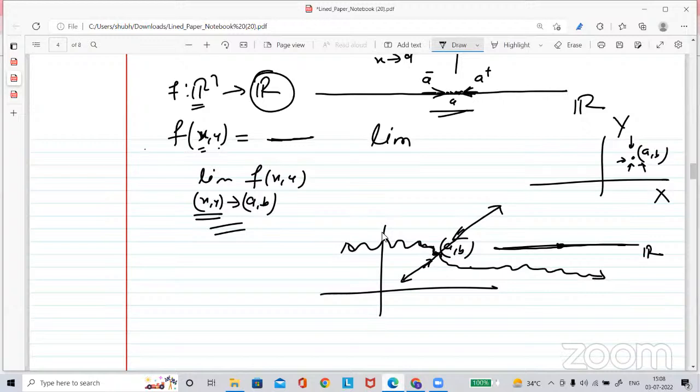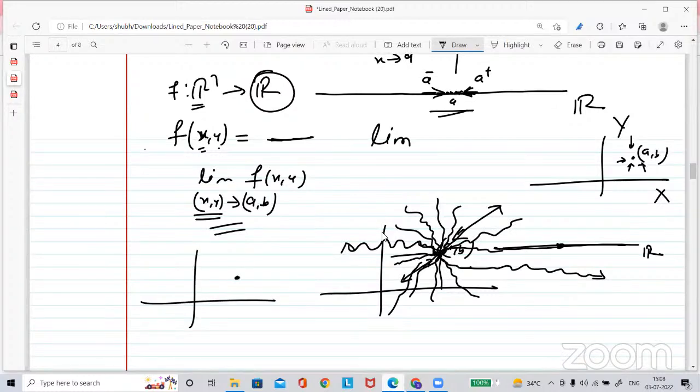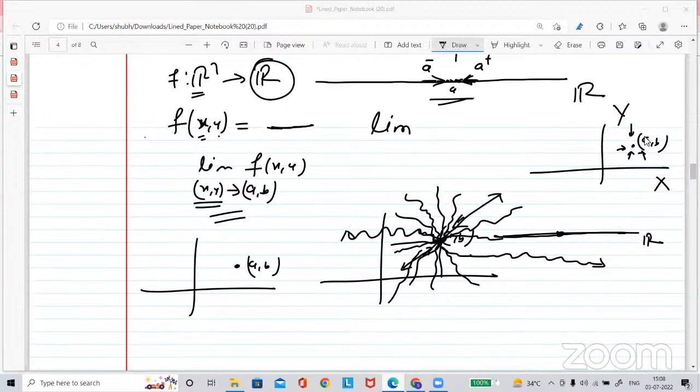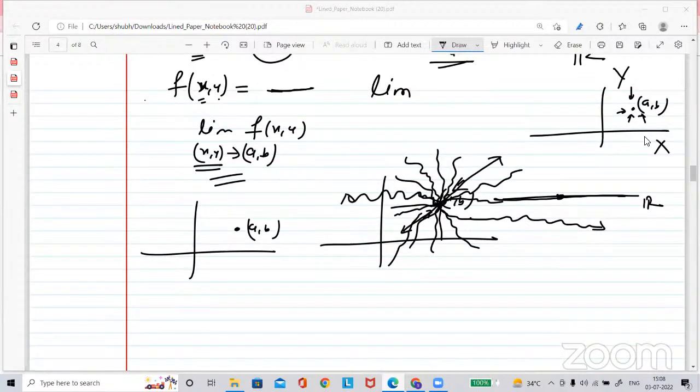There are so many curves which pass through (a, b). I don't know what the exact curve can be, but to approach (a, b) means you are approaching along all possible curves that we have. All possible curves are there, and you can approach accordingly. So this is what approaching (a, b) means.